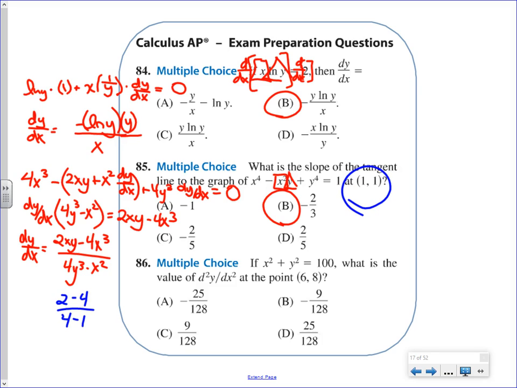4 minus 1 is 3? Wait, hold on, right? Negative 2xy adds to the side positive. That subtracts. This one is a negative. That one is a positive. Divide 2 minus 4, 4 minus 1.